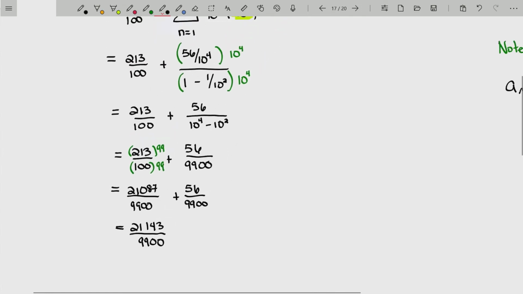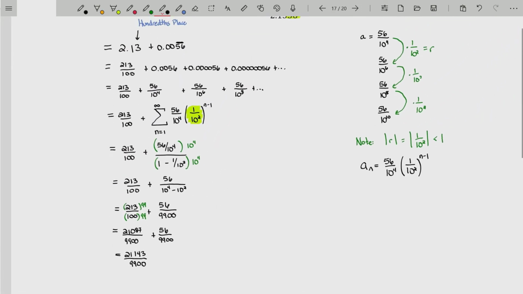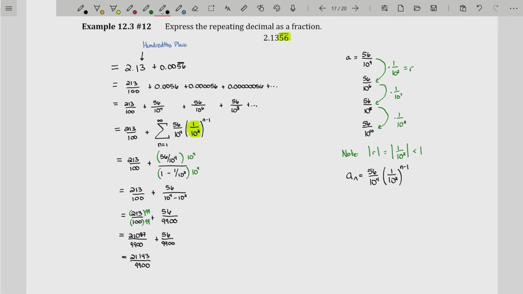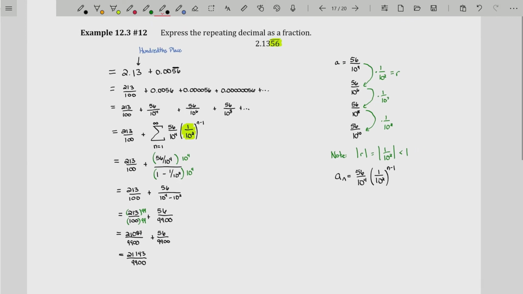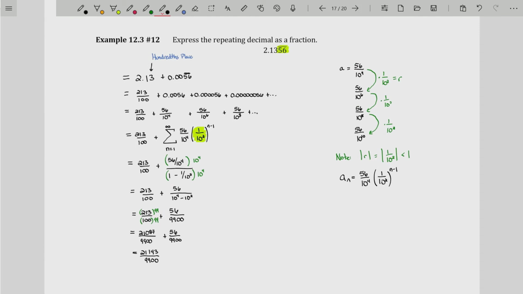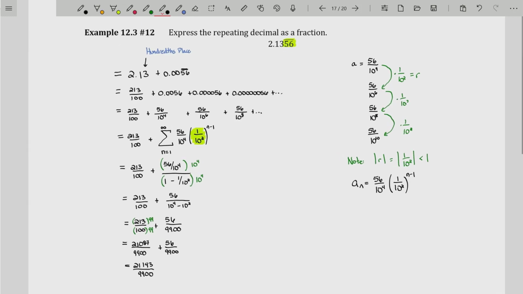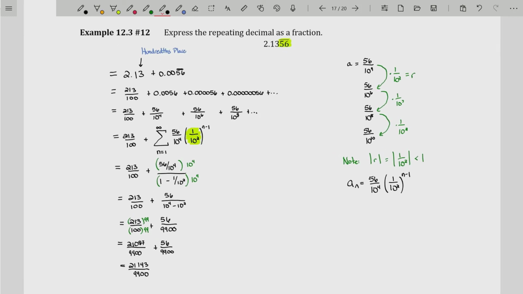And I guarantee that if you grab a calculator, that will be 2.13565656 on forever. That's a really good use of this infinite geometric series. In the next video, we're going to do applications of geometric series, which is actually the best thing to watch. So for now, watch this several times until you get this expressing the repeating decimal as a fraction bit, because that ends up being somewhat important. All right, have a great day.